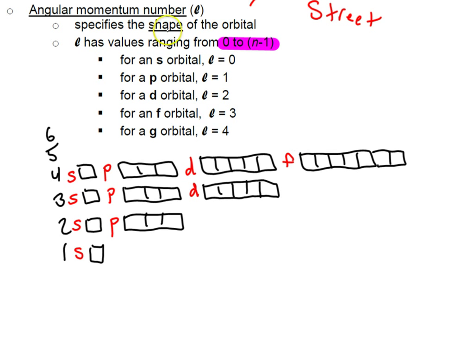Essentially saying the shape, because an s orbital is a spherical shape. A p orbital is like a dumbbell shape. A d orbital is a clover, and an f orbital is like a flower.